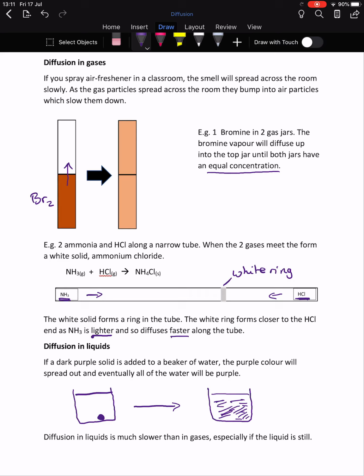Diffusion in liquids is much slower than in gases, especially if the liquid is still, because the particles are not moving enough in order for them to diffuse.